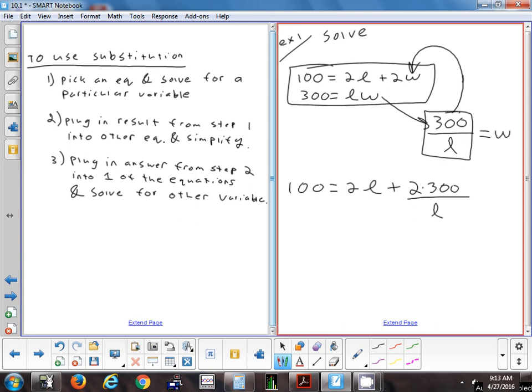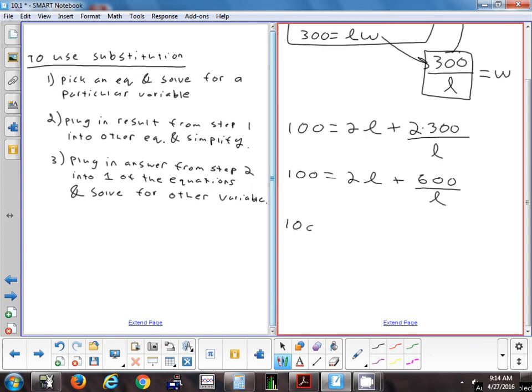All right. First thing I can do is at least simplify the numerator. $600 divided by L. Okay. Next thing I'd like to do is try to get rid of this fraction. Okay. What could I do? I'd have to do it everywhere, but it would get rid of the L in the bottom. Yeah, we're going to multiply everything by L. So now we have 100L equals 2L squared plus 600.